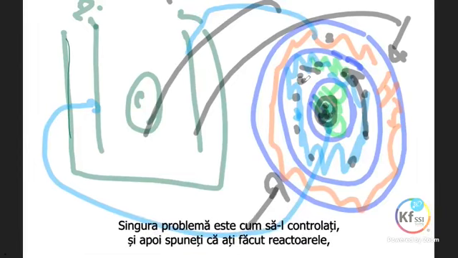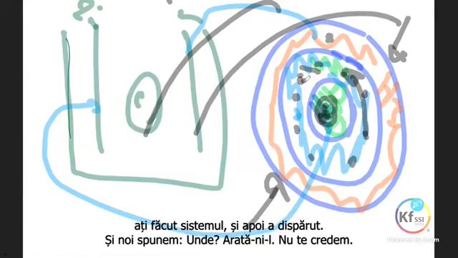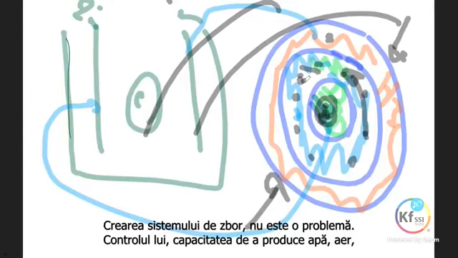The only problem is how you're going to control it. And then you say, we made the reactor, we made the system, and disappeared. And we say, well, show it to us, we don't believe you. Creation of the flying system is not a problem.